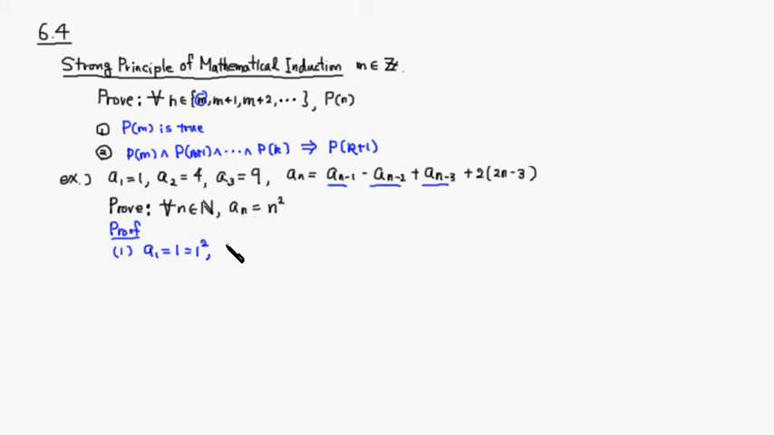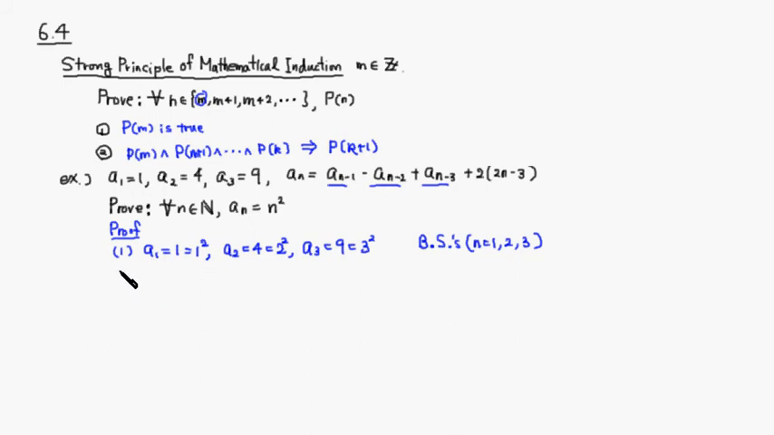a2 is 4, but the 4 is 2 squared. It fits the form. a3 is 9, but the 9 is also 3 squared. So these are the 3 base cases, or base steps: when n equals 1, n equals 2, and n equals 3, the formula works out just fine.